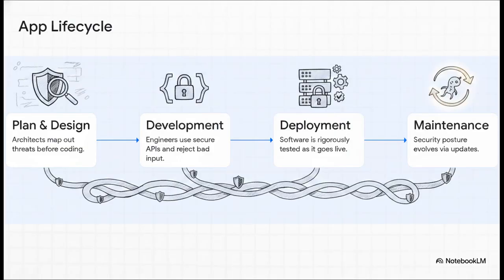Let's move on and see how this builds across the modern application lifecycle. Security is now completely baked into every single stage. In planning and design, architects are mapping out potential threat models before a single line of code is even written. Then, during development, engineers are actively using secure APIs and writing code that rejects malicious inputs. At deployment, the software is rigorously tested via automated pipelines as it goes live. And through ongoing maintenance, the security posture evolves right alongside the app with continuous updates. It's a continuous thread weaving through the entire process.